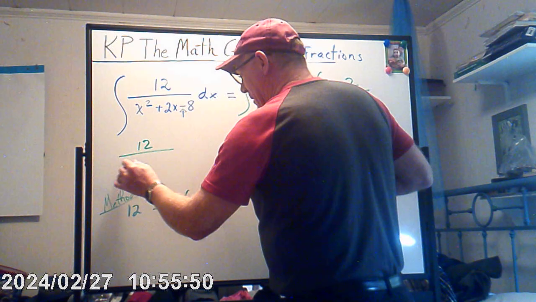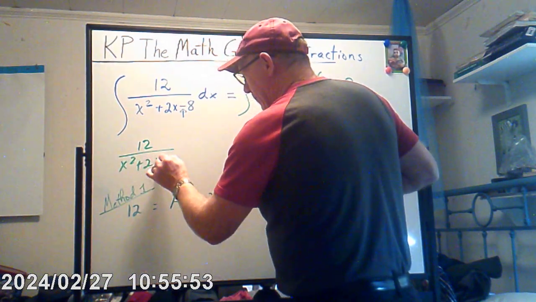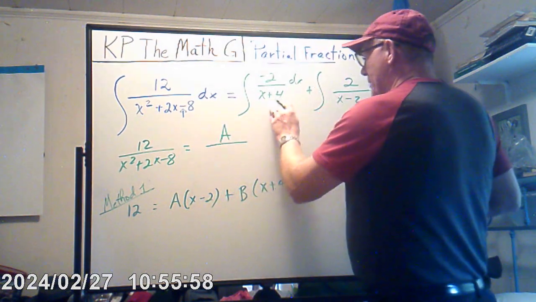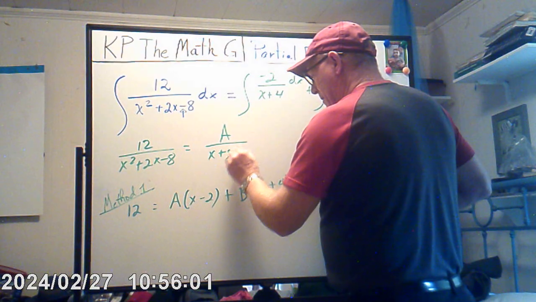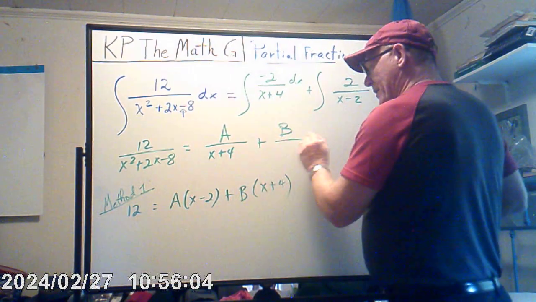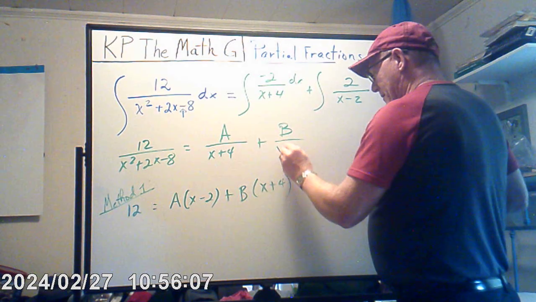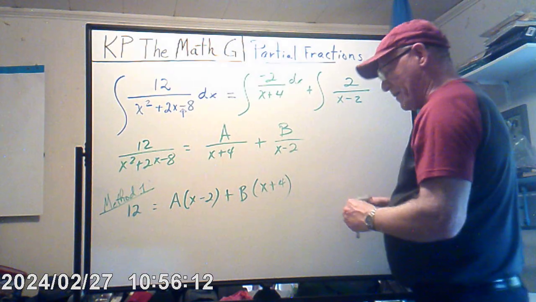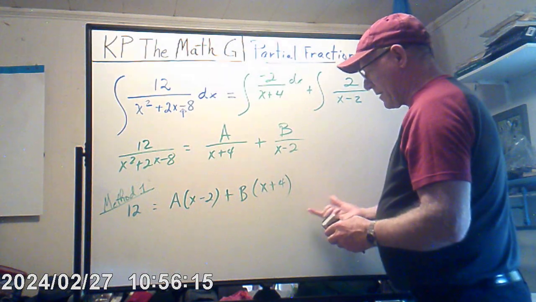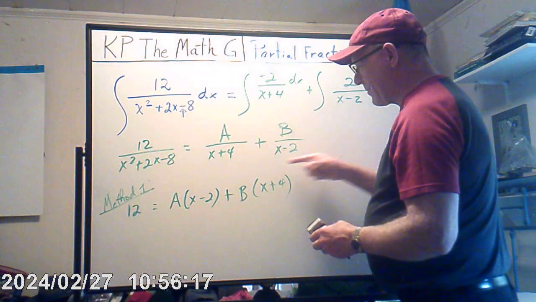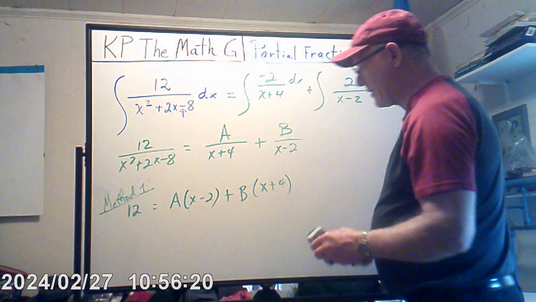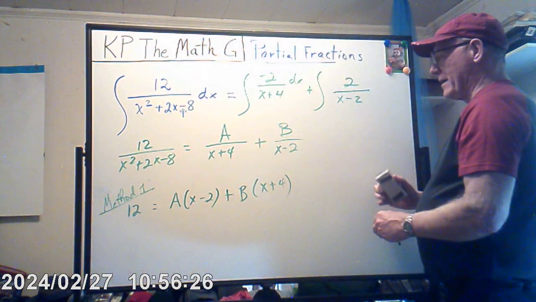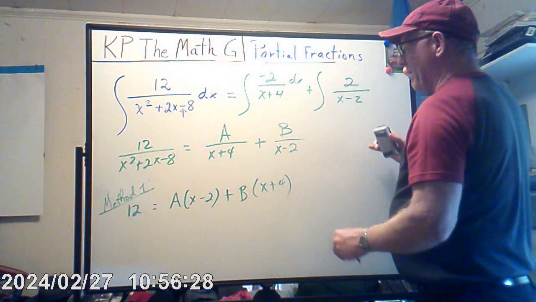Now it was 12 over, we said this was A over x plus 4 plus B, always plus here. It may turn out to be minus someday, but right now it's plus. We always do that. Now we got this from all this when we multiplied through. So I just want to leave that here. Let's put this back up here and solve and see what we get now.